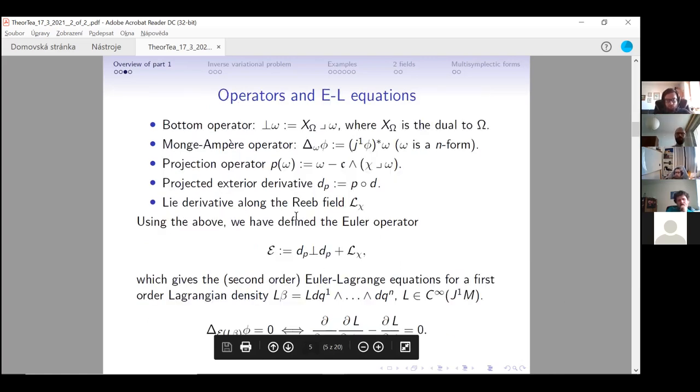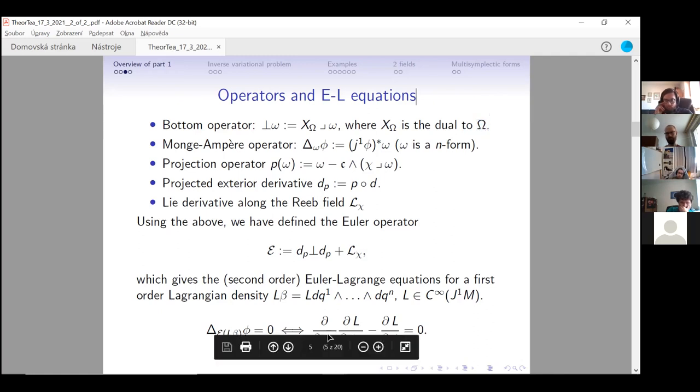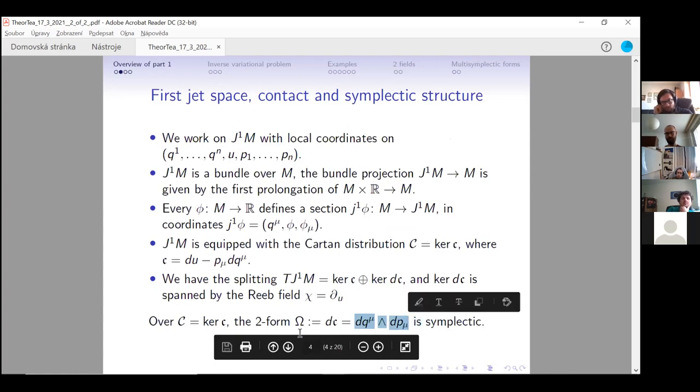Now we introduce some operators. So we have the bottom operator. This is just a contraction with a two-vector field which is dual to omega. Duality here is in a similar sense as for one-forms; we determine this bivector simply by taking duals to the one-forms of which omega consists. Right? What is omega? Omega is the symplectic form. So that was equal to dC? Yes, exactly, this guy.